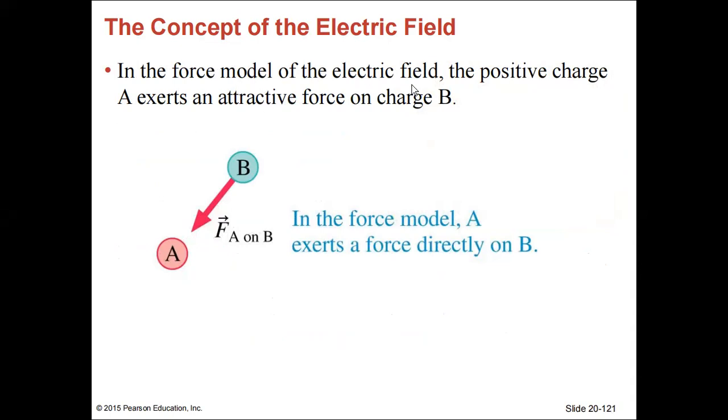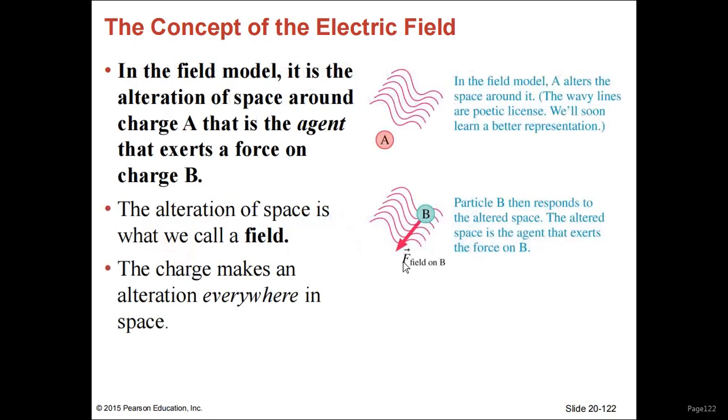In the force model of the electric field, the positive charge A exerts an attractive force on charge B. This F vector, the force of A on B, can be denoted graphically: A exerts an attractive force on charge B. In the force model, A exerts a force directly on B. In the field model, the electric field is the alteration of space around charge A, and that is the agent that exerts a force on charge B. This is the A charge and this is the B charge.